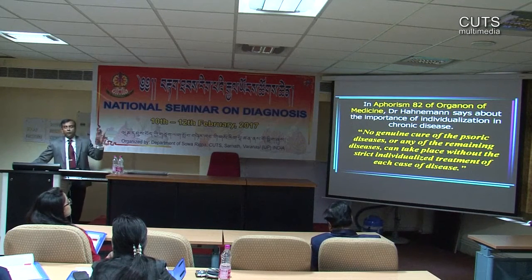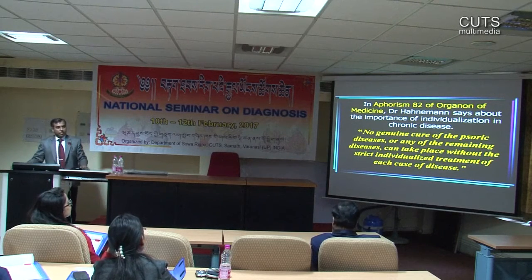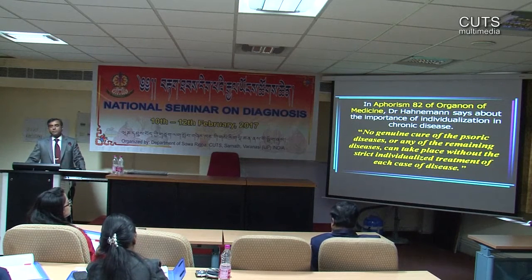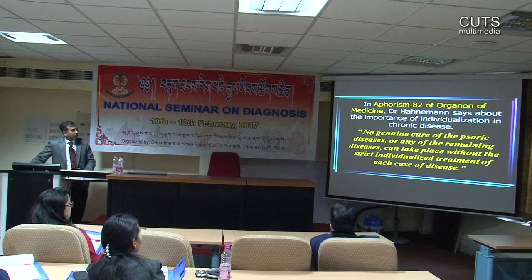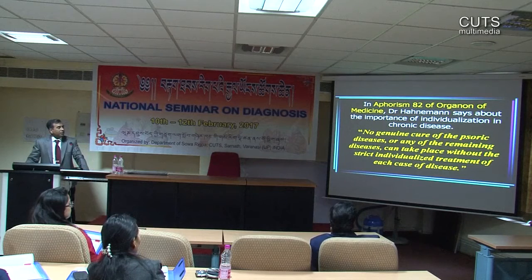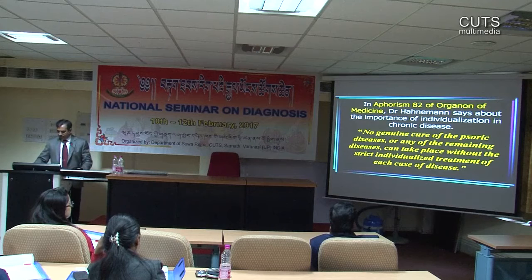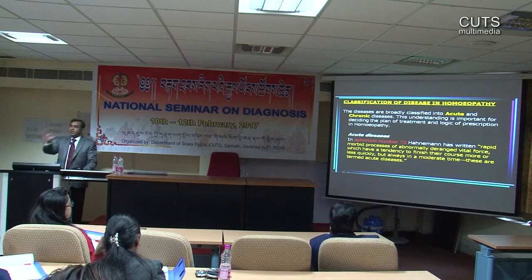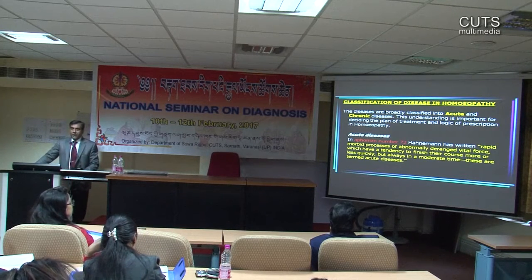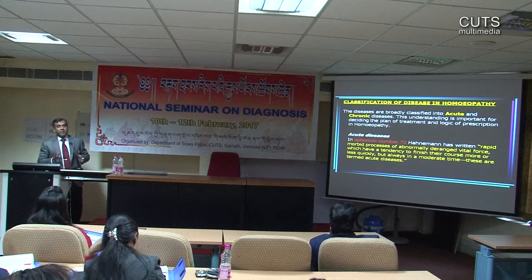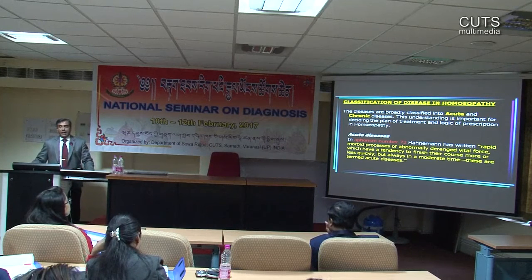As I was telling you, an aphorism means a paragraph that is written in the Organon. Organon is the Bible of homeopathy. Hahnemann said, no genuine cure of the psoric disease or any of the remaining diseases can take place without strict individualized treatment of each case of disease. What is psoric disease? If time permits, we'll come to that. So classification of disease is very important, and it is the main topic when we are talking about diagnosis. In homeopathy, we say that diseases are basically of two types: diseases are acute and diseases are chronic.